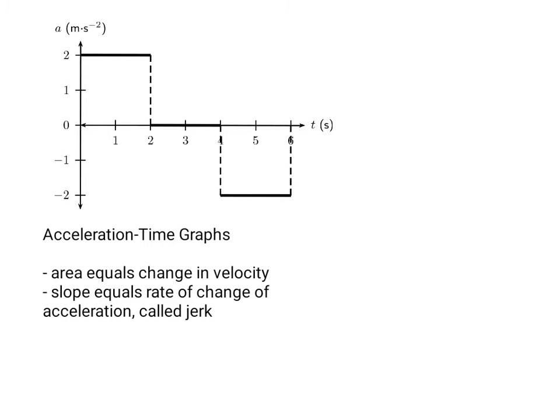Going one more step, this is an acceleration time graph. Again, the math is similar. So this is an acceleration time graph, and if you find the area for this graph, it will give you the change in the object's velocity, and the slope of the graph gives us the rate of change of acceleration, also called jerk. So you could find average jerk, you could find instantaneous jerk, and those are just different kinds of rates of change of acceleration.